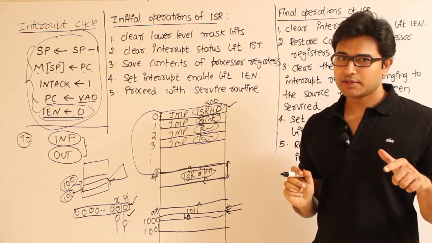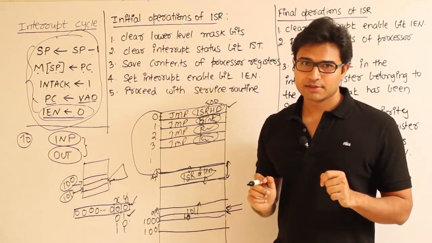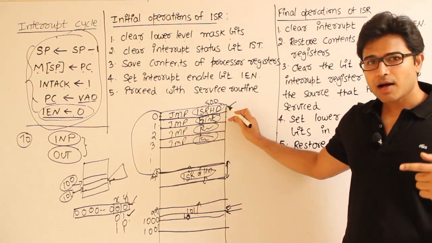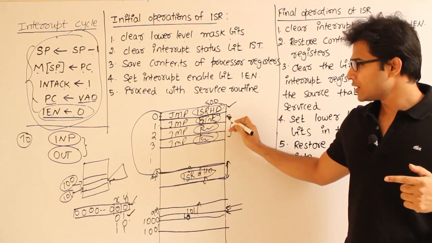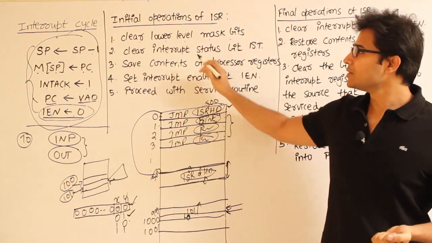So you know what the mask bits are, right? Please refer to the previous diagram. There you can see the mask bits. In case you are providing the service to the hard disk, all these 3 bits which are related to printer, reader and keyboard have to be set to 0. That is the meaning of it.